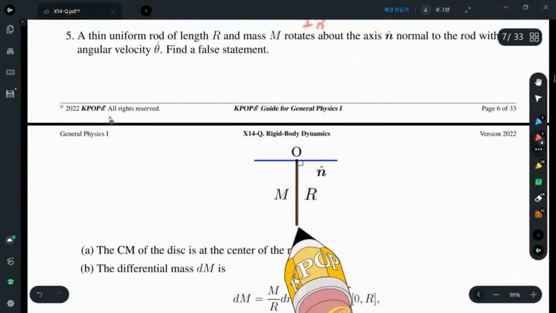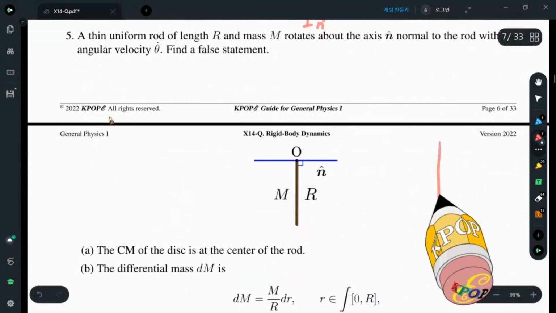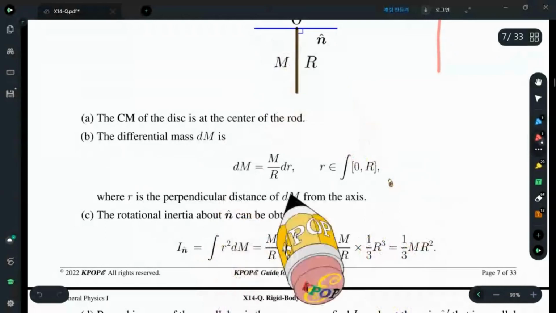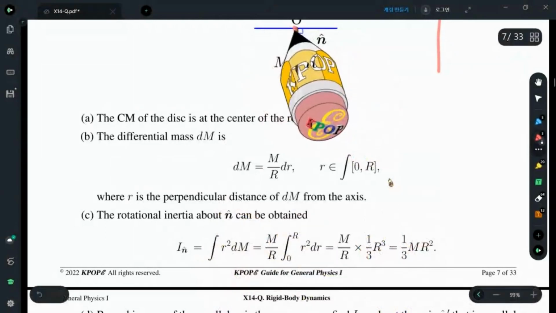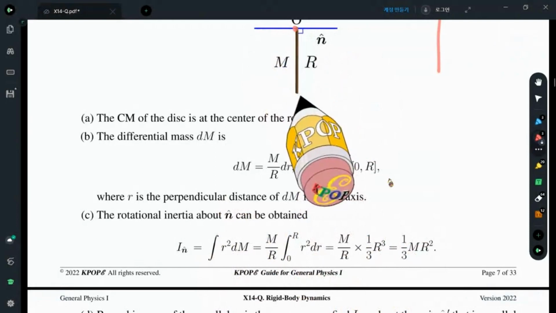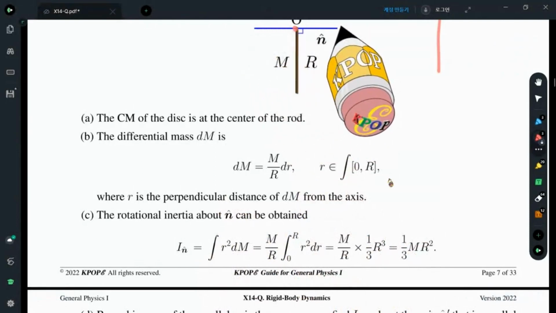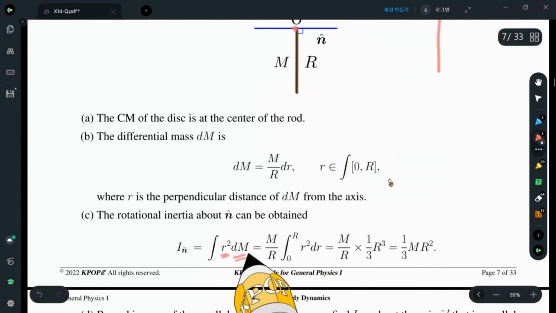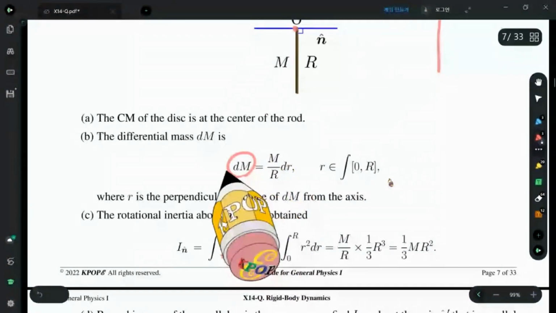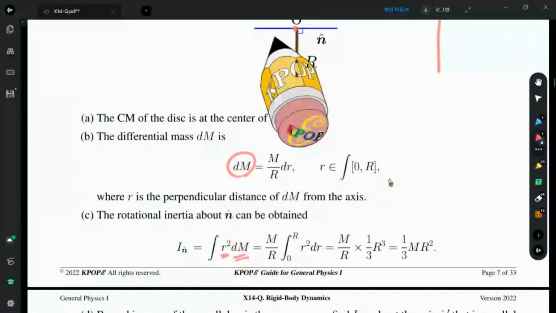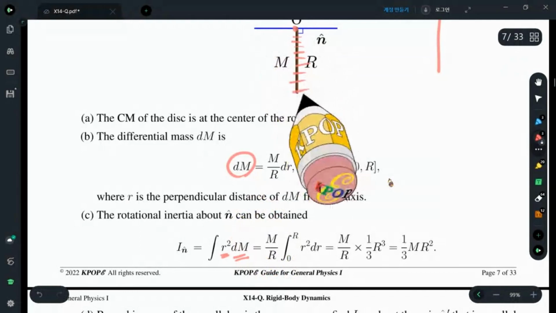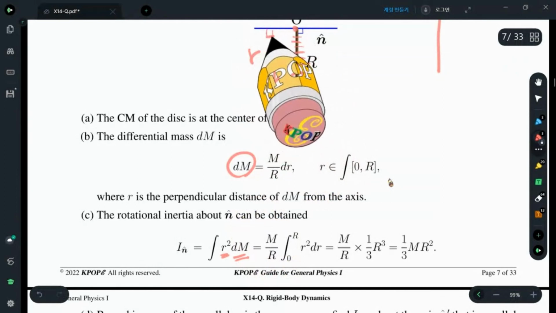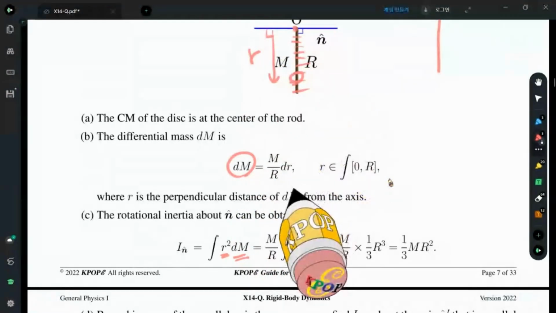We have a thin rod. Thin rod, you remember, this is a way how to compute the rotational inertia of a thin rod about this axis. This is the endpoint, and this rod is uniform and perpendicular to the axis of rotation. And r squared dm, where dm is the mass element at radius r from this axis of rotation.